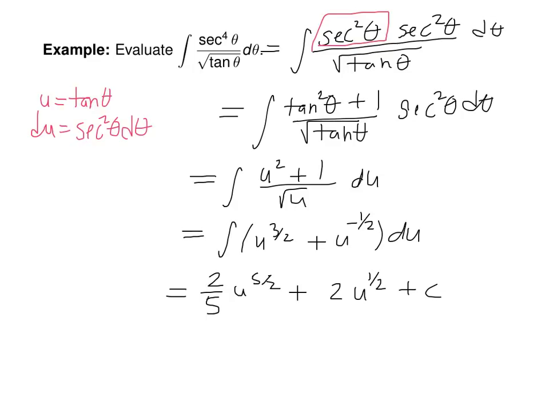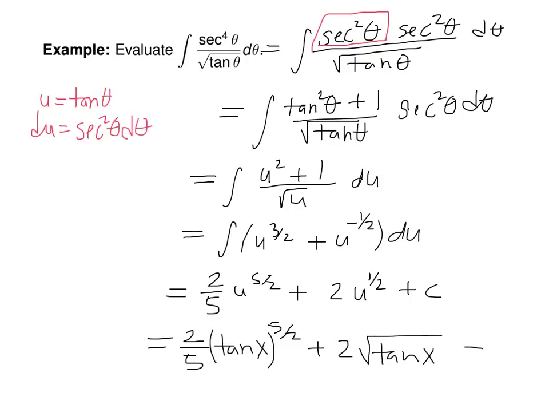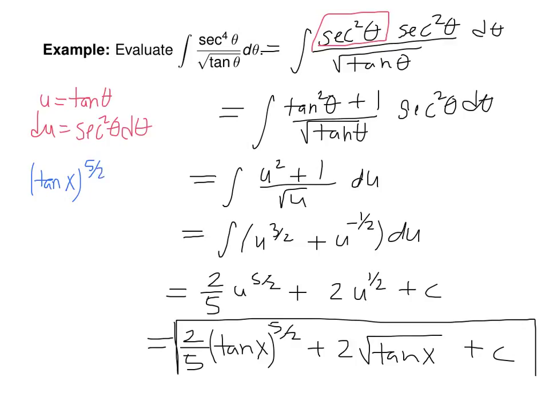And let's just insert what u is. We'll have 2/5 tan x to the 5/2 plus 2 square root of tan x plus c. And just a note, you also could write tangent of x to the 5/2 as the square root of tangent to the 5th x. So that's another way to express tan x to the 5/2 power.